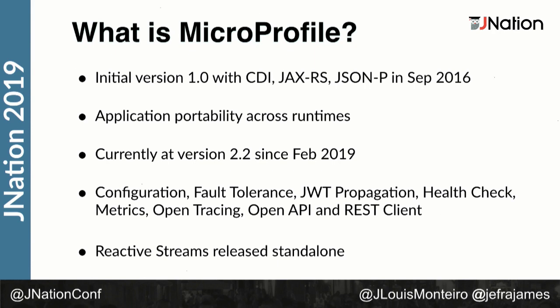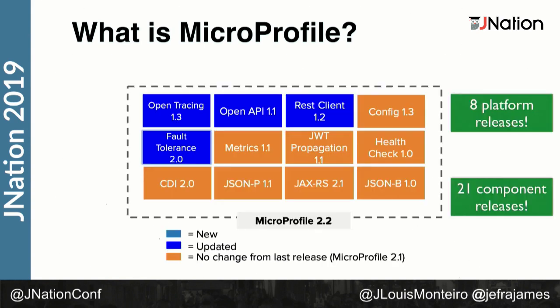We are currently also working on the reactive side of things, and we are trying to implement some of those libraries in reactive mode as well. Here is the full list of the specifications. We've got 21 components so far. The orange ones are pretty stable. At the bottom, you've got the backbone with CDI, JSON-P, JAX-RS, and JSON-B. And as you can see, there is a lot of stuff on top of that.